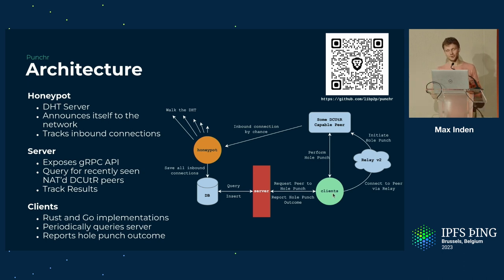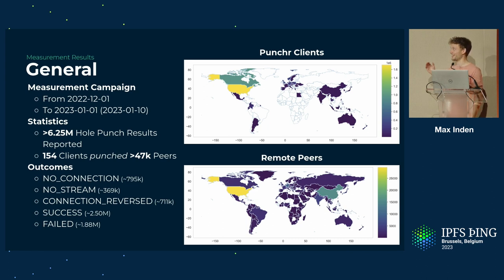We built this in Go and Rust, and we asked many people to deploy a small little binary, a small client, in their network, and just have it running for the long term. Those are not IPFS clients, so those are very spec'd down clients. What the clients do is connect to the server, get addresses of a bunch of other IPFS nodes out there that are behind firewalls and NATs. They will try to connect to the relay node of those IPFS clients behind firewalls and NATs. And then they will actually try to do a hole punch between those. And then they report the result back to the server. And this way, we pretty much tested hole punching across the entire globe.